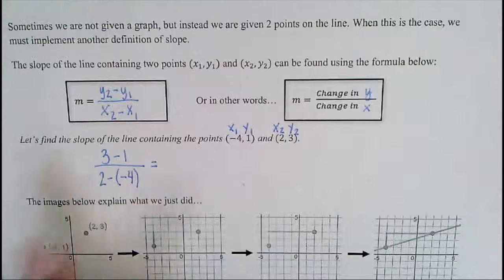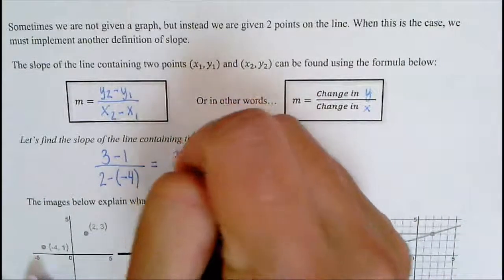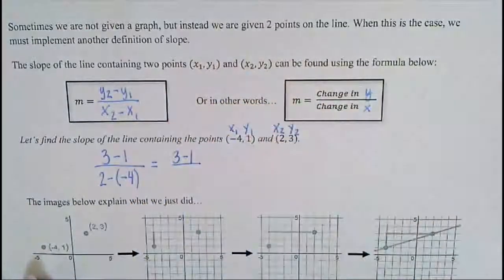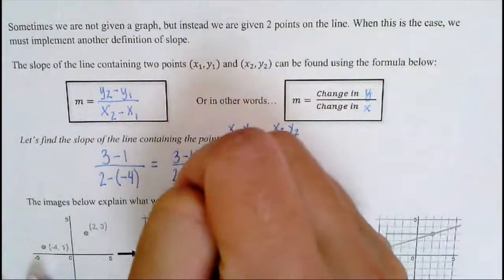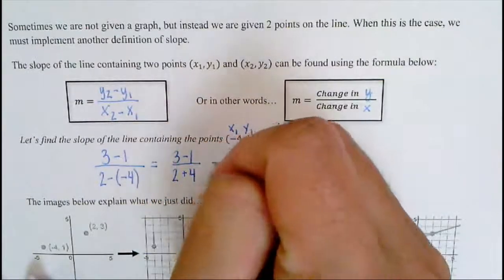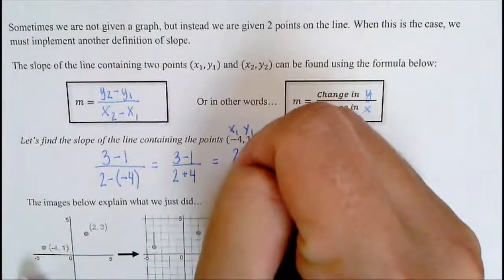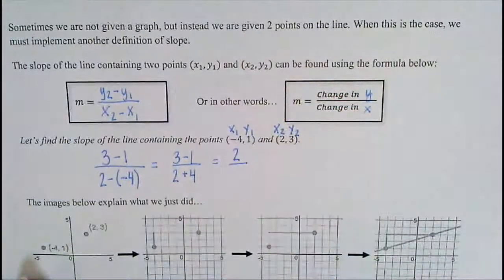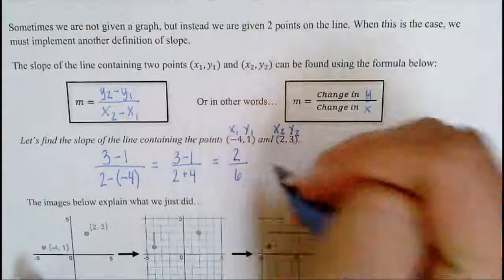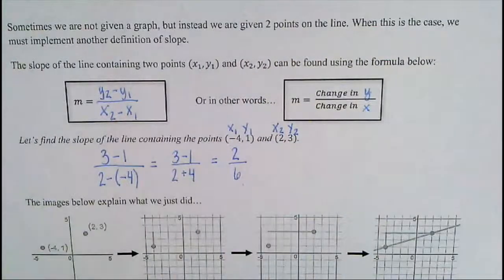3 minus 1, minus a negative is plus. So this is 2 plus 4. 3 minus 1 gives me 2, right? 2 plus 4 gives me 6. Your slope has to be represented in simplified form. So we are going to simplify.